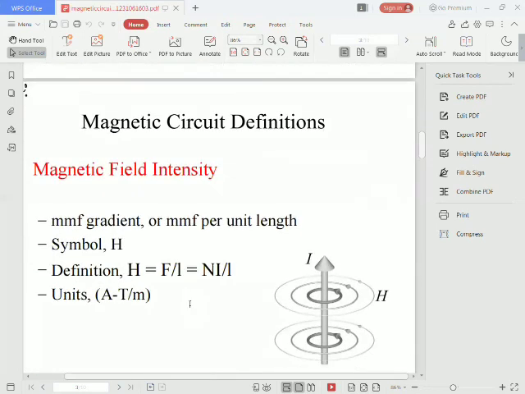Definition number two is magnetic field intensity. The magnetic field intensity or the strength at a point in the magnetic field is defined as the force experienced by a unit north pole placed at that point in the magnetic field. It is denoted by H. H is equal to F upon L. That is, force is equal to N into I, that is number of turns into ampere, divided by length. Unit is ampere turn per meter.